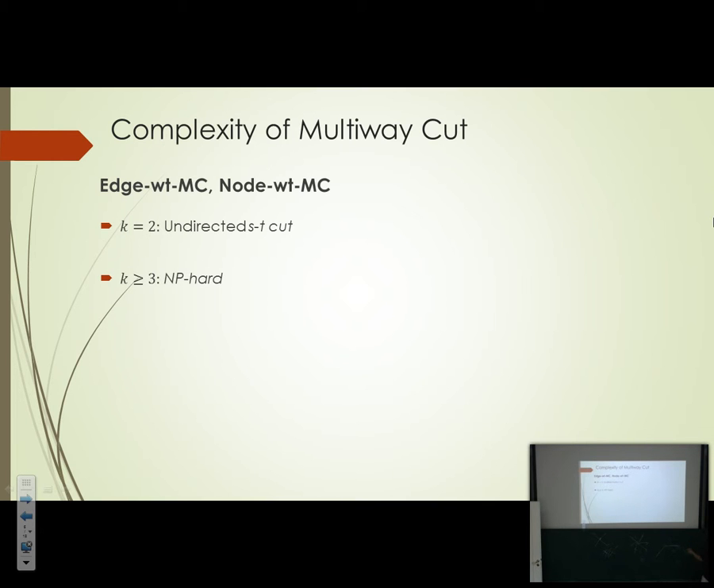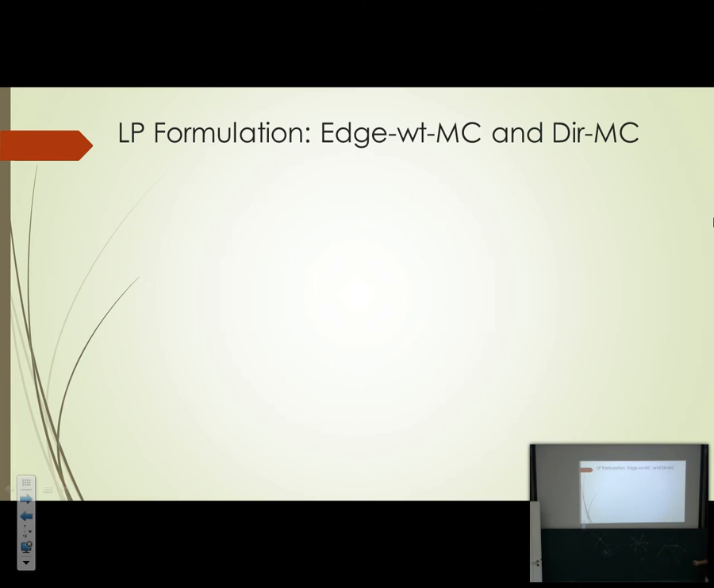And as soon as k gets to 3, the problem is known to be NP hard. Whereas for the directed graph, even with 2 terminals, the problem is NP hard. Note that for 2 terminals, directed multi-way cut is not equivalent to ST cut. Because in ST cut, we have to remove paths going from S to T. There is a source and sink, and we don't want any path from S to T. Whereas in the multi-way cut problem, we are given 2 terminals S and T, and we have to cut paths from S to T and T to S. So we have to cut both ways. So the problem is different. Since it is NP hard, we look for approximation algorithms.